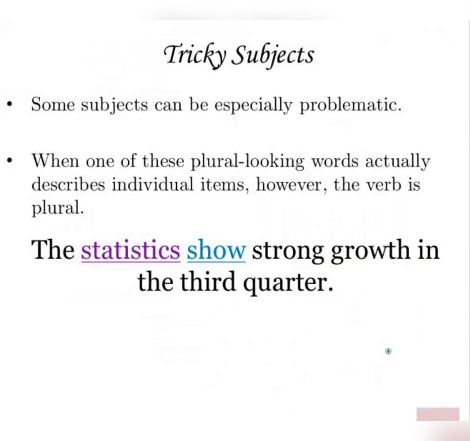Now, when one of these plural-looking words actually describes individual items, however, the verb goes back to being plural. So, statistics is an academic subject. You can usually use it as a singular verb, as I just did. Statistics is an academic subject. But in this case, these statistics show strong growth in the third quarter. In this case, we're talking about multiple statistics. One statistic, two statistics. All together, they show. So we use the plural verb show.